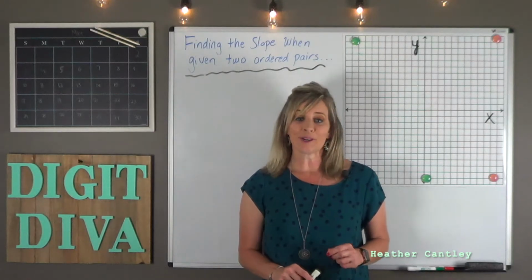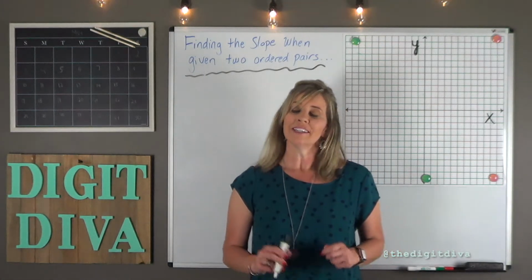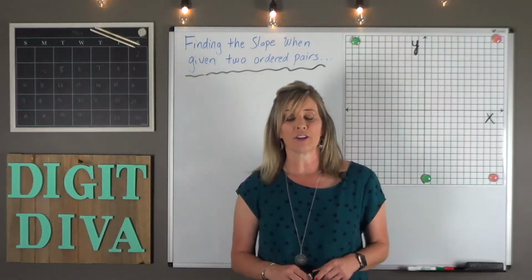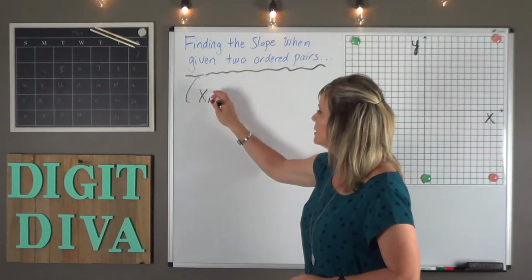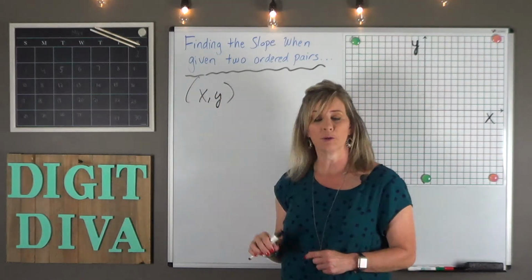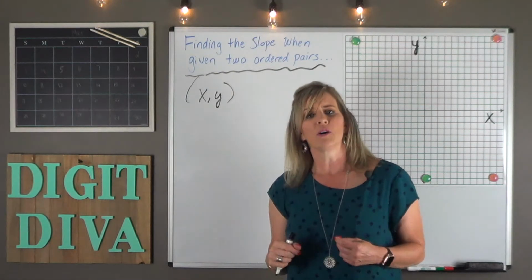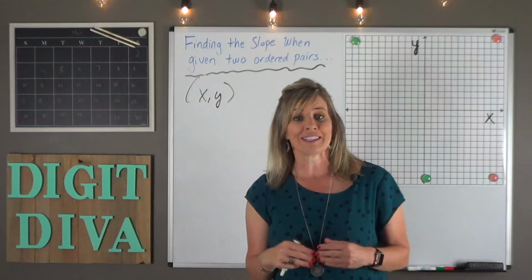Hello, welcome to Lesson 8, Finding the Slope when given two ordered pairs. Today we are going to practice finding the slope when all we are given are our x and y values. An ordered pair is simply an x and a y value, with x coming first and y coming second. If you have a hard time remembering which one comes first, think of ABC order.